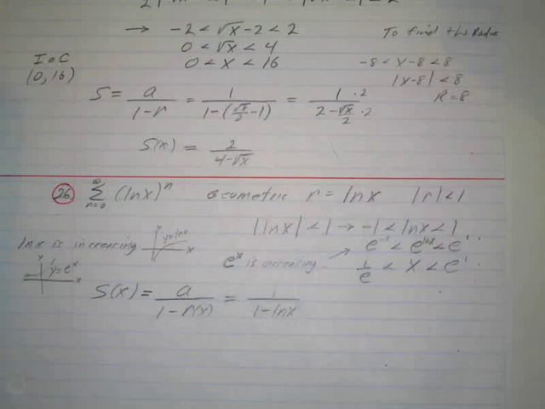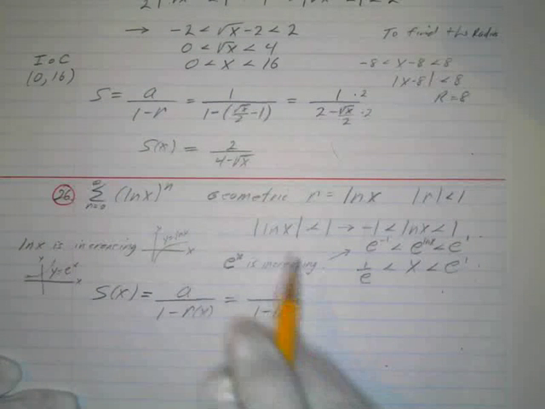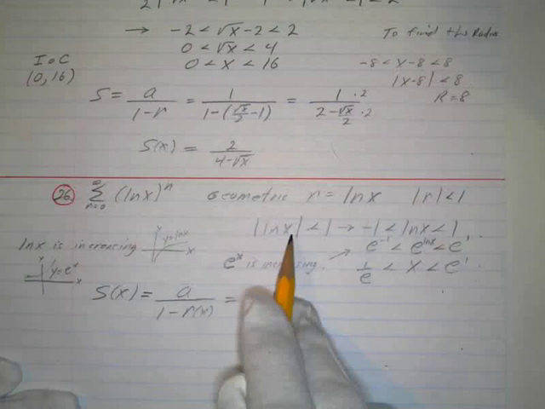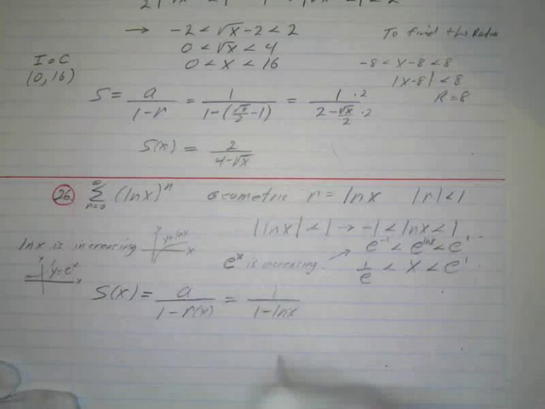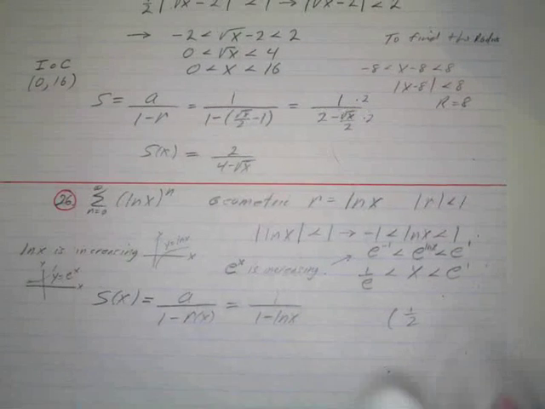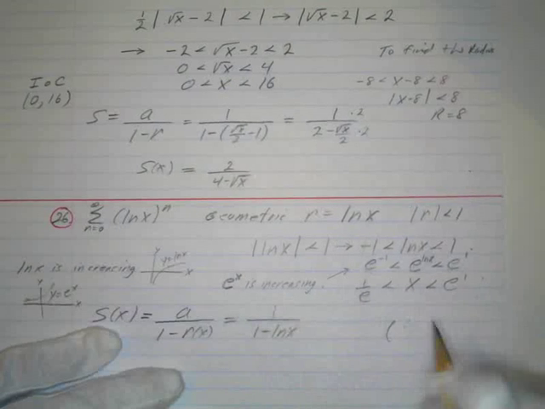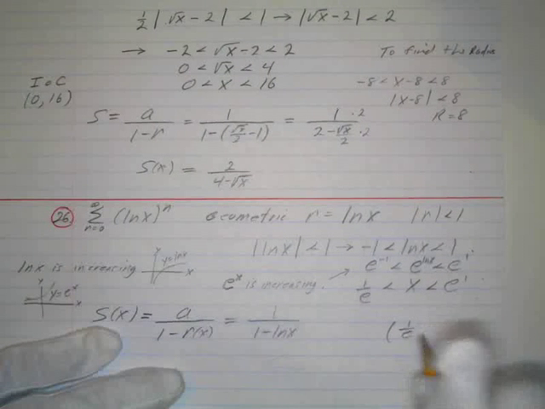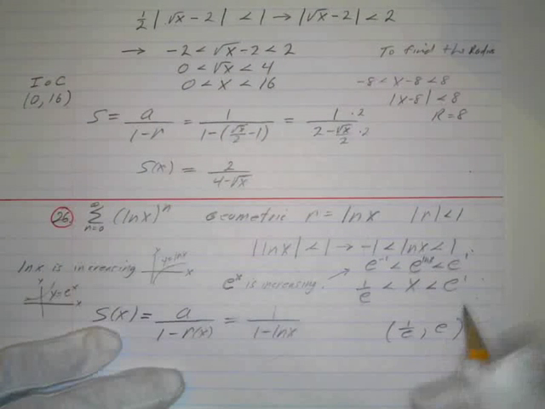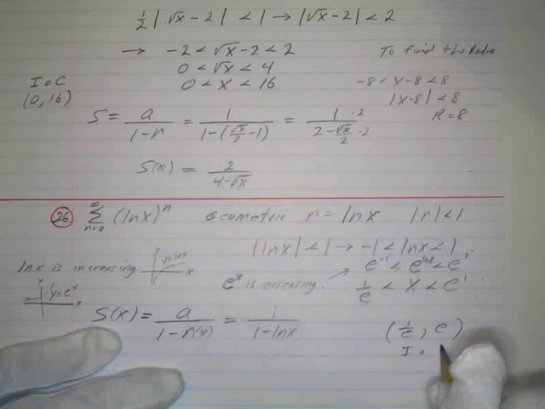radius of convergence, your interval of convergence. Your radius of convergence is 1. Well, no, it's not 1 because it has to be in the form x minus a center. So we can find the radius. But anyway, your interval of convergence is 1 over e, comma, e. That's the interval of convergence.